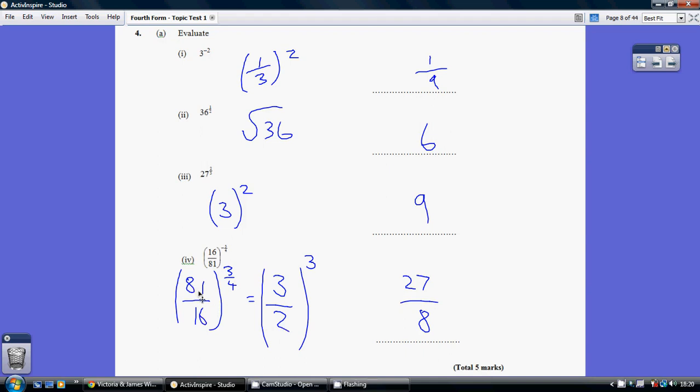What times itself gives us 81, that is 3. So that undoes the to the power of a quarter, effectively, that undoes the 4 on the bottom. But we still have to cube both top and bottom. 3 times 3 times 3 is 27, 2 times 2 times 2 is 8.